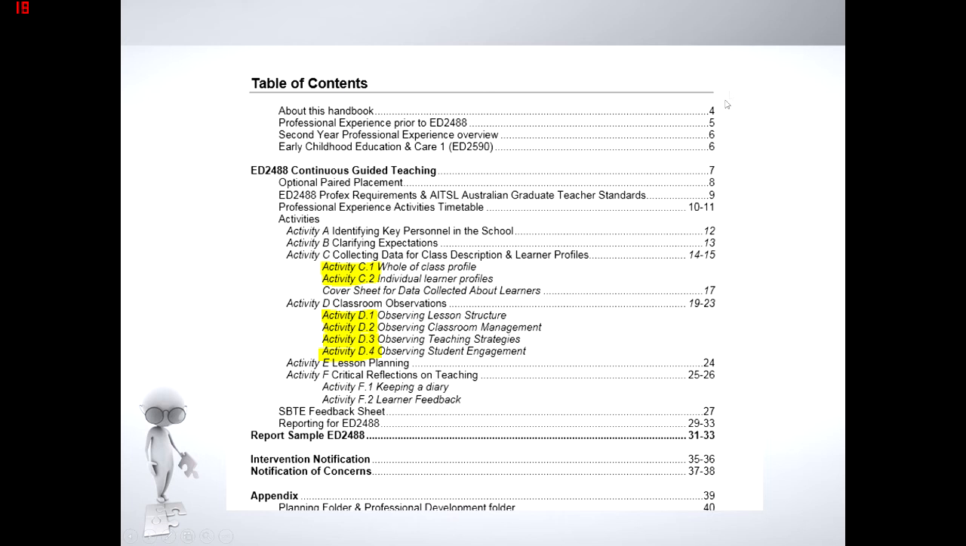And this is from your guide that you're going to be using during your Profex. And as you see, there's a whole bunch of activities. You'll be doing a whole class profile, individual learner profiles. You'll be observing the lesson structure, observing classroom management, observing teaching strategies, and observing student engagement. And see, all these things come into being when you're a teacher. And once you understand all these areas and you've had experience in observing them and even doing them yourself, you'll become very effective as a teacher, because you'll understand that all these dynamics are at play when you're teaching.